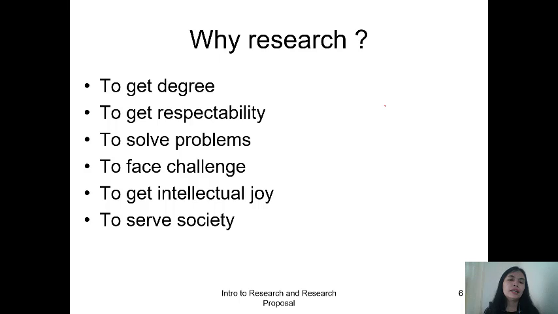Okay, and then it's also solving a problem, facing challenge, and then there's also an intellectual joy over there if you think it is intellectually joyful, and then to serve the society. So some people are actually doing a research because they want to help the society. Like nowadays, people are doing research on COVID so that this COVID can be reduced as part of their way of serving the society.